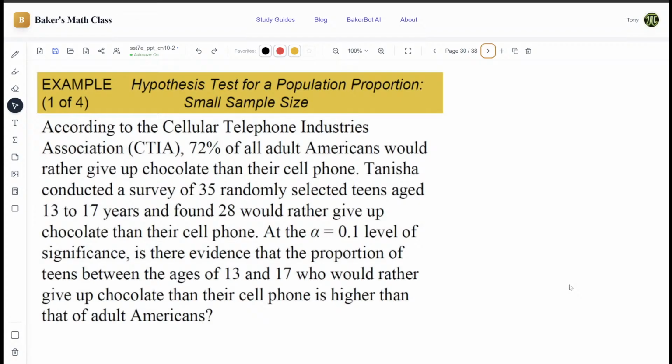Okay. What's my hypothesis? What's my null hypothesis? So the proportion is equal to 0.72. The null hypothesis.